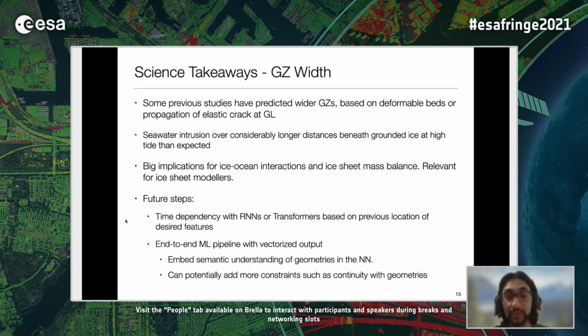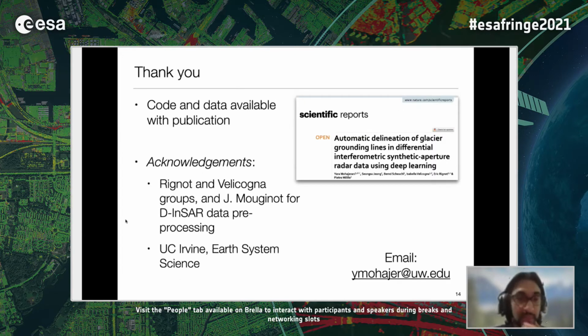And lastly, to encode vector representations of the geometry of the grounding line in the neural network, instead of having to go back and vectorize the raster output, because that's the most time consuming and computationally expensive step of this process. I'm happy to talk to people about these ideas. There's some ongoing work in this, and I think that would really be the next big improvement. So with that, I'll end it.